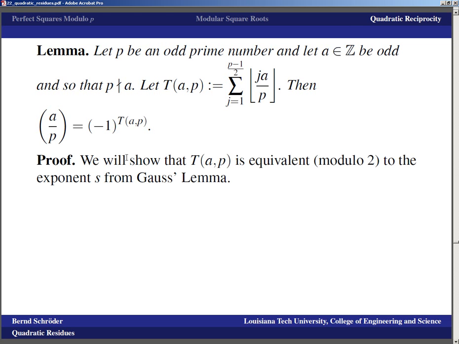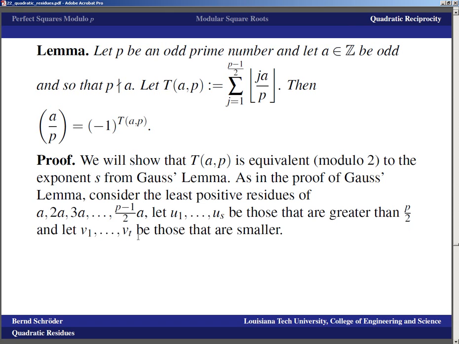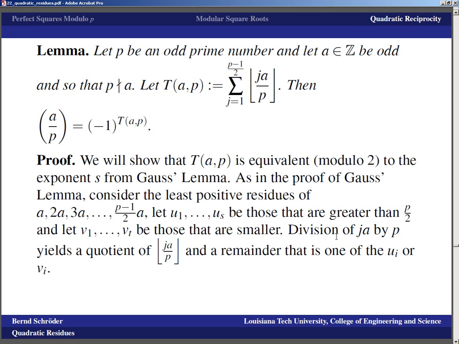So, proof. Well, we'll show that this T(a,p) is equivalent modulo 2 to this exponent S from Gauss's lemma. So basically, we now go exactly as in the proof of Gauss's lemma. We consider the least positive residues of a, 2a, all the way through (p minus 1)/2 times a modulo p. We let u1 through us be those that are greater than p over 2. Remember, we really need p over 2, not p over 2 times a. And we let v1 through vt be those that are smaller than p over 2. And, well, what do we get?